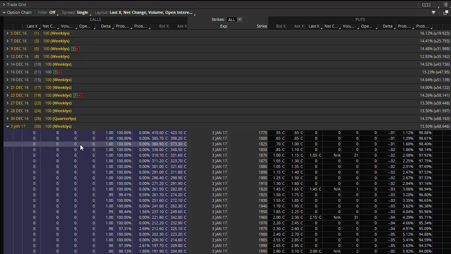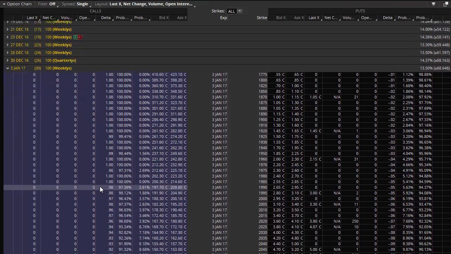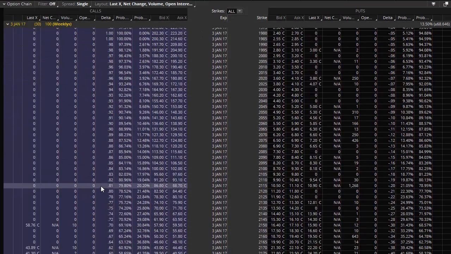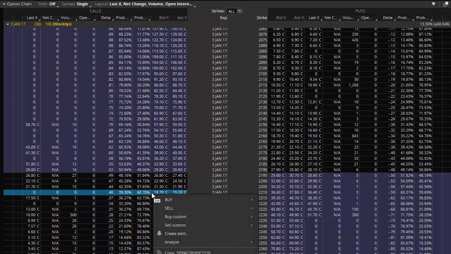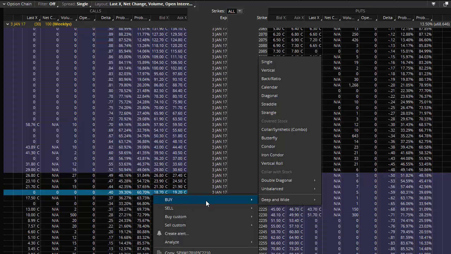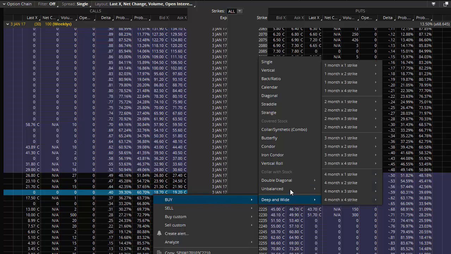In this case, the 22.10 for the long call and the 22.15 for the short call, as I just mentioned. So I'm going to scroll down here and look for the 22.10 and the 22.15 and look on the call side of the options chain. I have the 22.10 right here and the 22.15 right here, and I would just simply right click on the long strike, in this case 22.10, and go to buy, and then go to vertical, because this is a type of vertical spread.